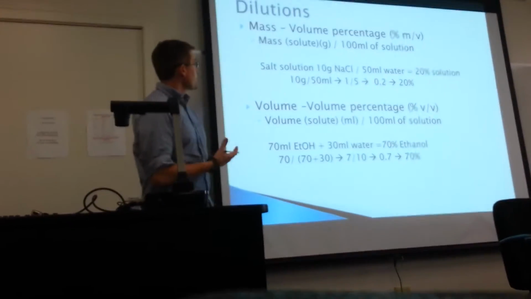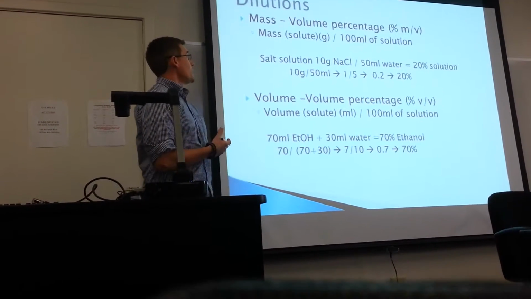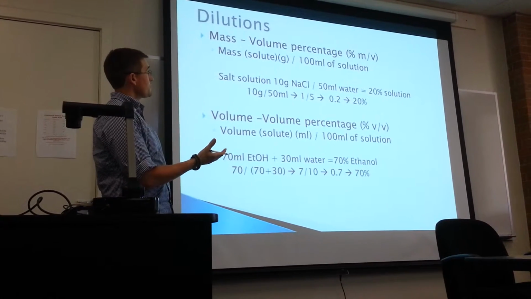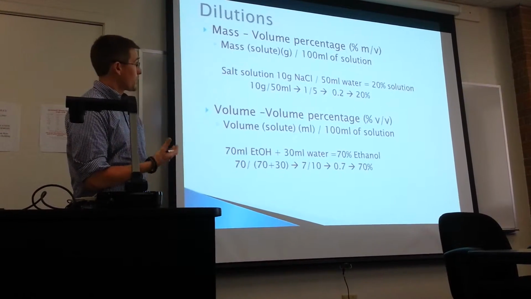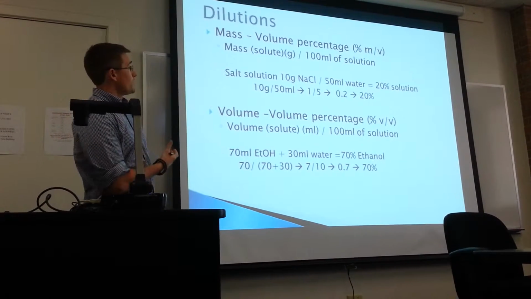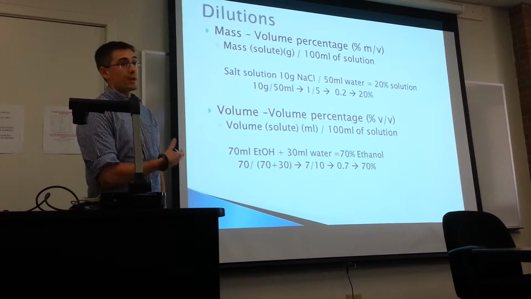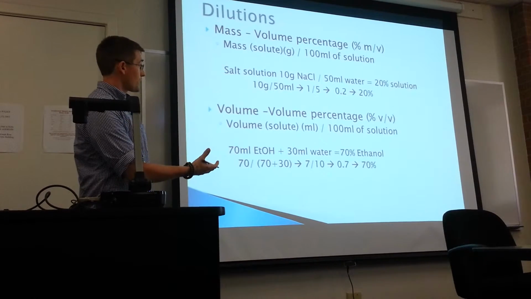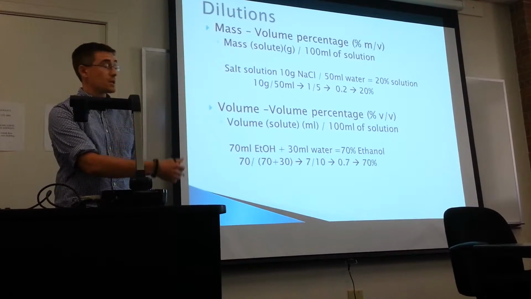So if you look at dilutions, a mass volume percentage, a typical example here, it's defined as mass of the solute in grams per 100 milliliters of solution. So if you look at something like a salt solution, we put 10 grams of salt in 50 ml of water, we get a 20% solution. That should be pretty straightforward, right? 10 over 50, 1 over 5 is 20%.